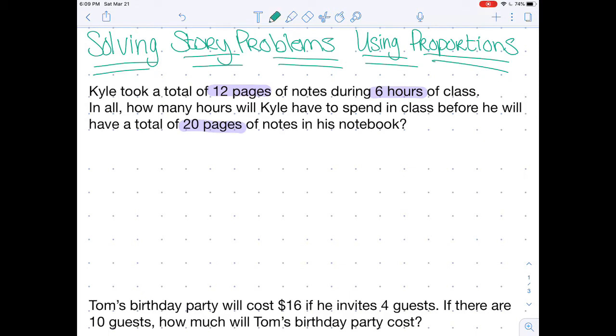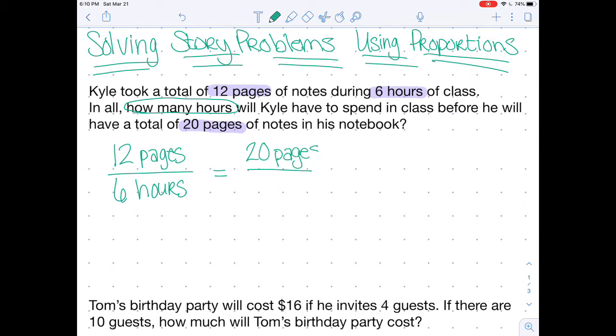We know that he wrote 12 pages in a time frame of 6 hours, and I'm trying to set up a proportion here. So my proportion right now is pages over hours. We want to know how many hours it will be before he has 20 pages of notes. So in this next fraction, I've got 20 pages of notes. That's how many we want him to write. We want to know how many hours that's going to take him. So I'm going to replace this bottom number with a variable, x hours.